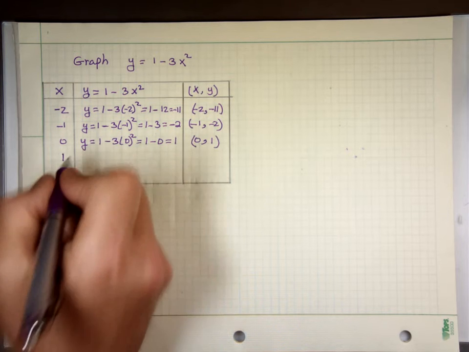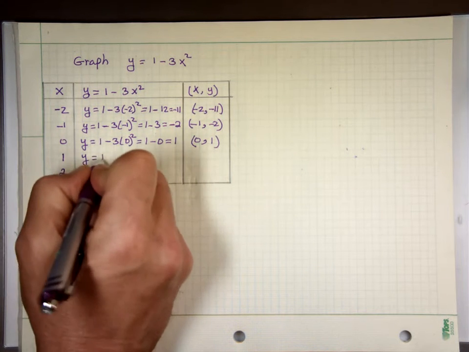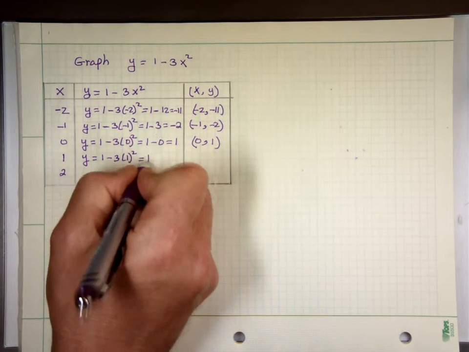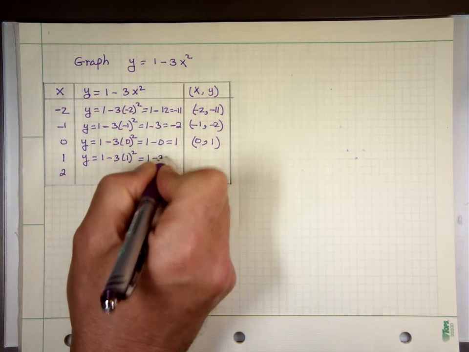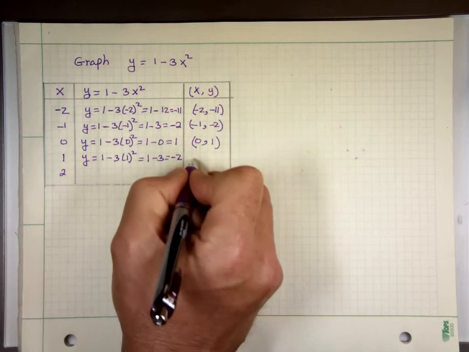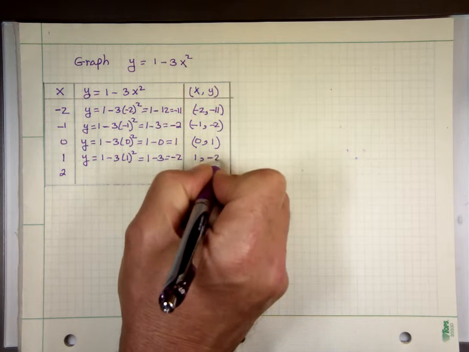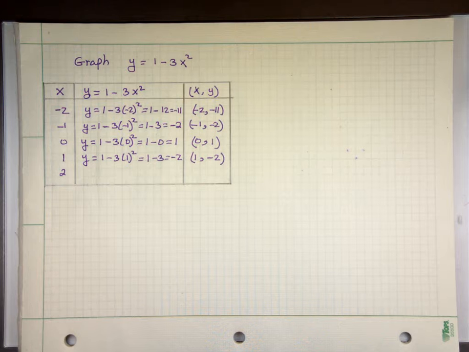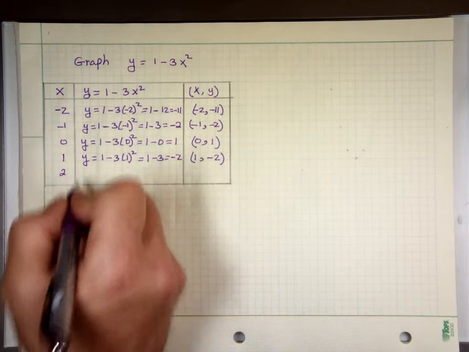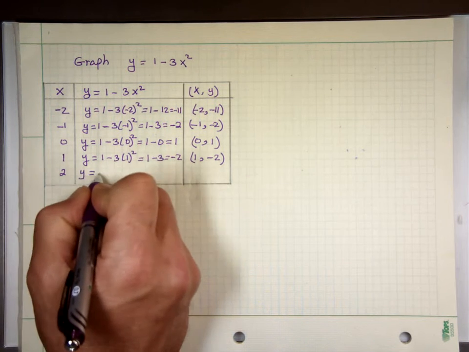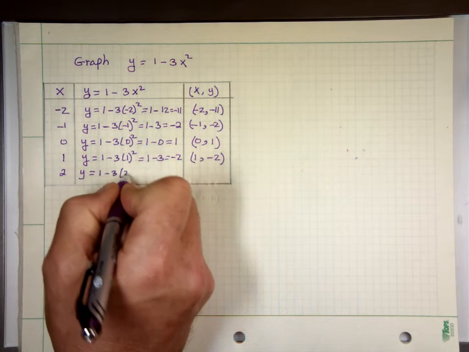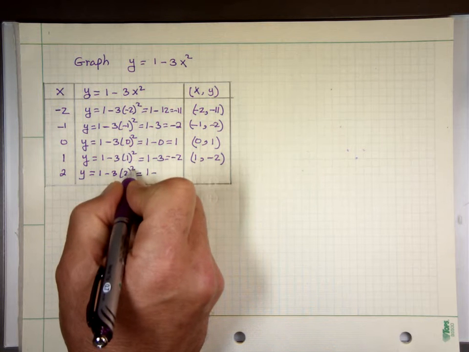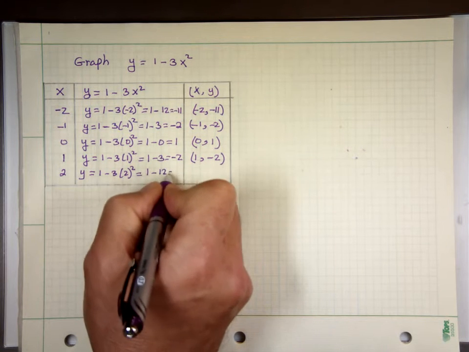When x is 1, 1 minus 3 times 1 squared. 1 squared is 1. 3 times 1 is 3, that's negative 2. And when x equals 2, that's 4. 4 times 3 is 12. That's a negative 11.